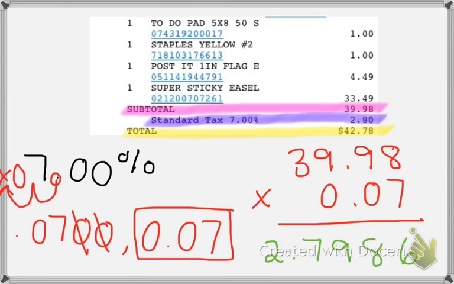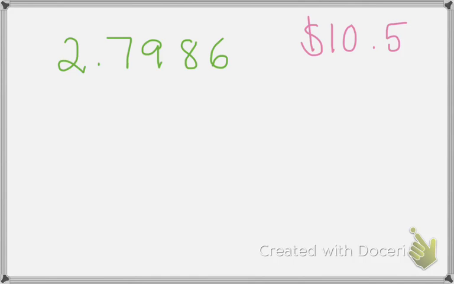So does 2.7986 look like money? No. So we need to fix that. We need to round it to the nearest cent. So I'm going to rewrite it, 2.7986. When you see money, usually there are 2 numbers after the decimal point. For example, $10.50, right? There are 2 numbers after the decimal point.